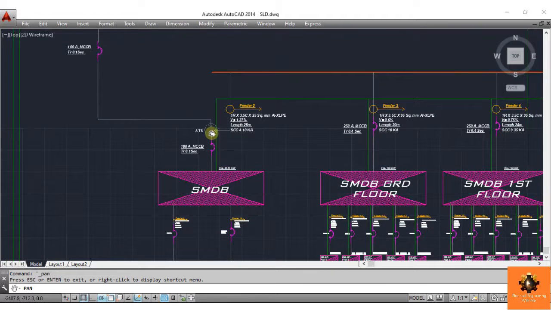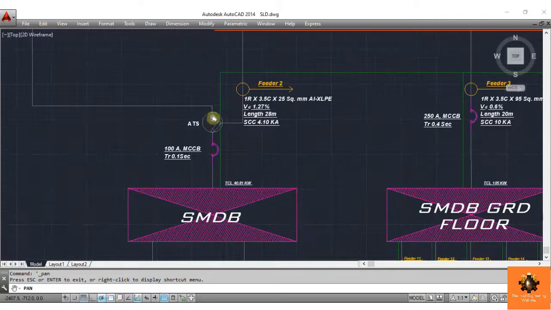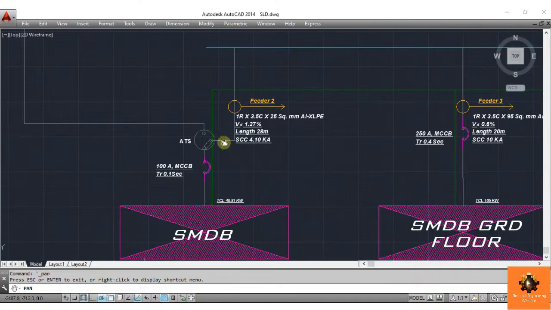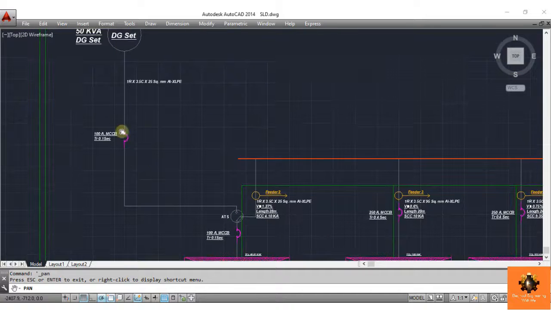See here, this cable is supplying power from bus bar to this SMDB. Then this is the ATS, automatic transfer switch. This device is used when we require continuous supply. Let's understand the purpose of this device in this SLD. This is the output of ATS which is connected to this SMDB, and these 2 are the input terminals. This input point is connected to the bus bar and this point is connected to DG supply.